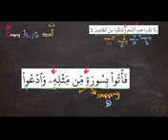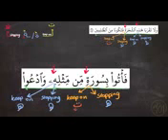فأتوا بسورة, فأتوا بسورة من مثله, من مثله وادعوا. Same story. When you stop at ta مربوطة, you pronounce it as ha, but when you keep on reading, it becomes a ta, and the ha at the end of the word مثله remains a ha whether you stop or you keep on reading.